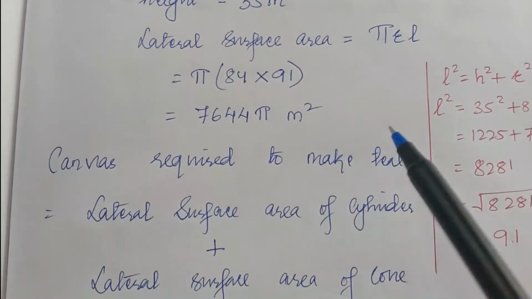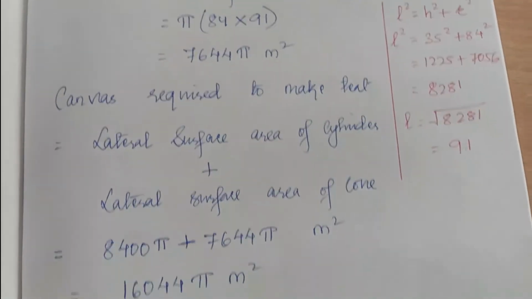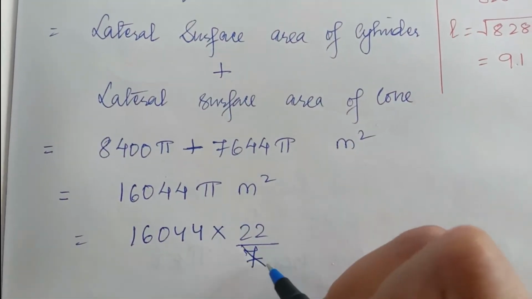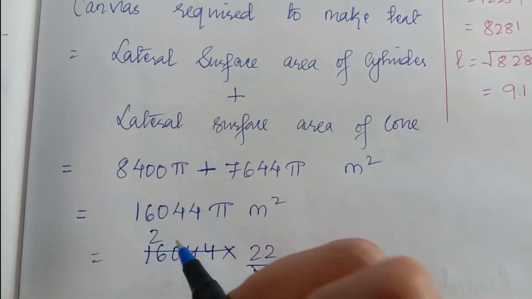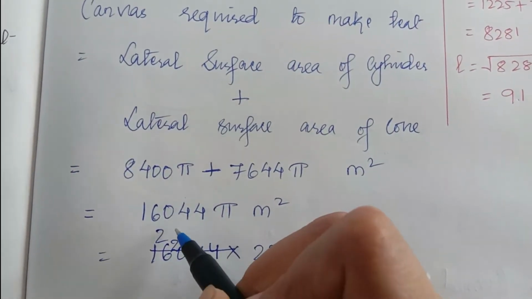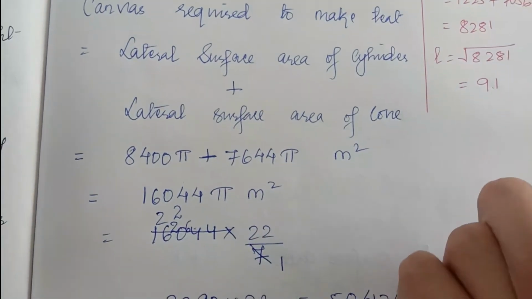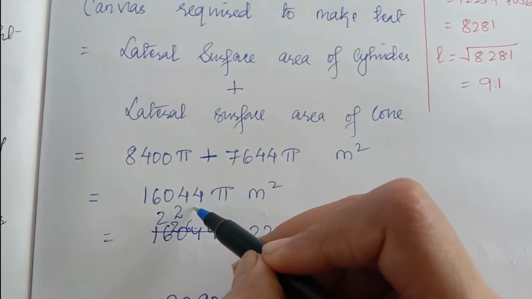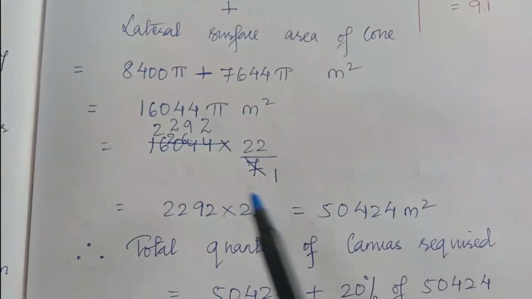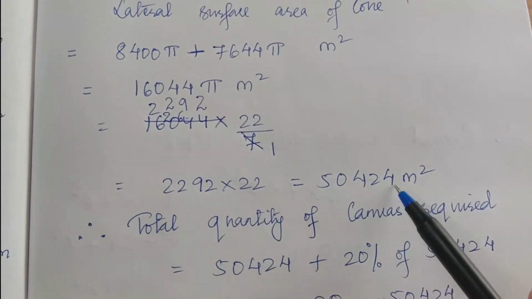Then the canvas required to make the tent is the sum of the lateral surface areas of the cylinder and cone. Then you can put the value of pi. Now we can cancel. 7 1s are 7, 7 2s are 14. Then 2 will be here, 7 2s are 14. Then 6 will be here, 7 8s are 56, 7 9s are 63, 7 2s are 14. Now 2292 into 22 is 50,424 meters square.